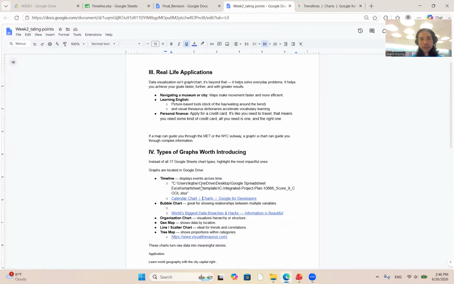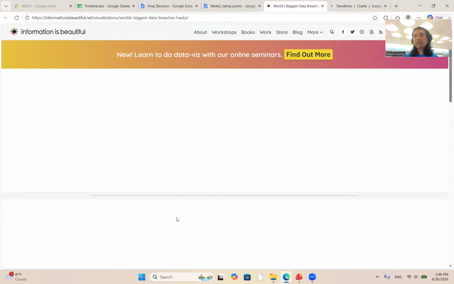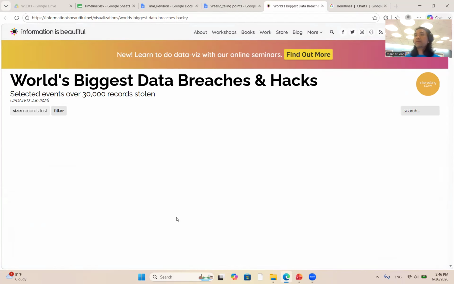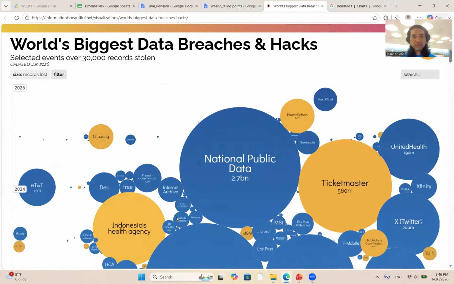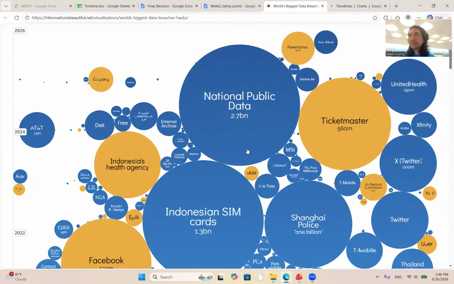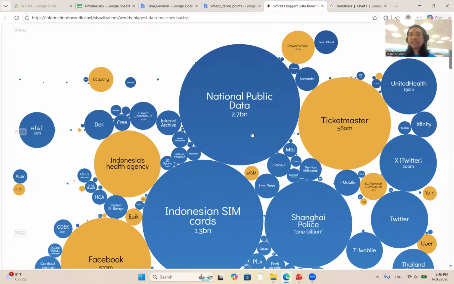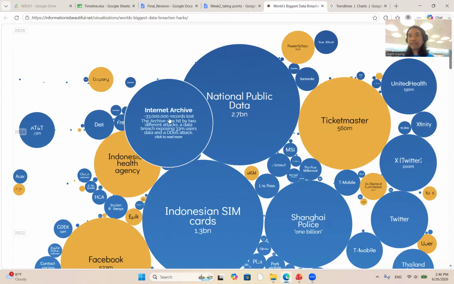The next one I want to show you is a bubble chart. Okay, let's take a look at this one right here. This one is a bubble chart, and this website gives you a very good illustration of the bubble chart. It is basically just a circle, okay, and by looking at the size of the circle, you can see the data a lot faster and understand it a lot quicker, okay.